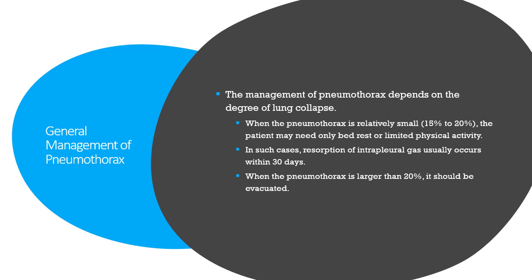So what do you do for pneumothorax? Management of the pneumothorax depends on how much of the lung has collapsed. When the pneumothorax is relatively small, only 15 to 20% of the lung, the patient may need only bed rest and limited physical activity. In such cases, reabsorption of intrapleural gas usually happens within 30 days. However, when the pneumothorax is larger than 20% of the lung, it should be evacuated.